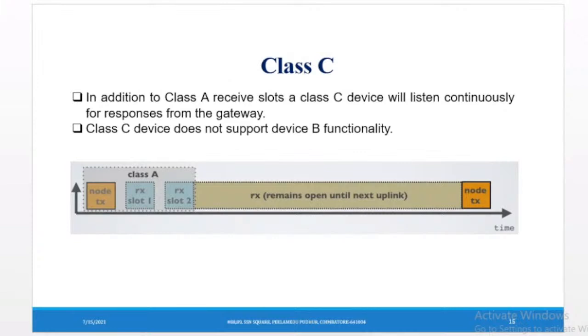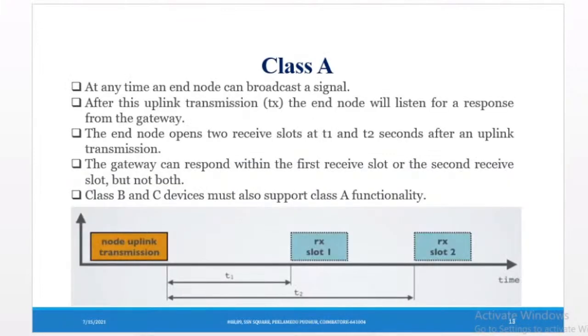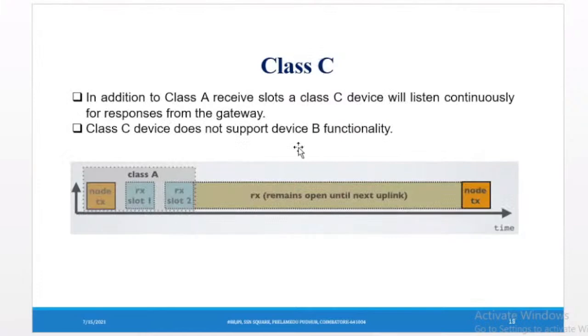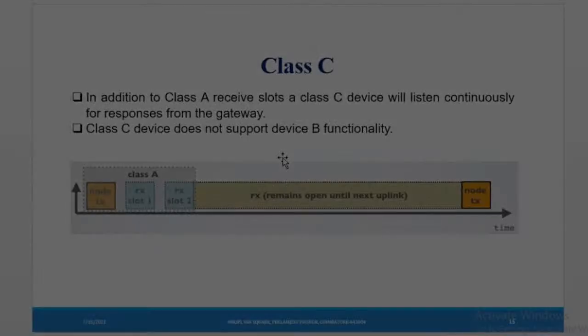Can you visualize why class A is a less power consumption device and class C devices are more power consumption devices? In class A, your node will go into sleep mode, but in class C, your node will not go into sleep mode. Till the next uplink, it will always listen, and then uplink the data. Then also it will always listen for the downlink. So that's why in class A we can use battery operated devices, but in class C we cannot use battery operated devices. Instead, we can use power operated devices.